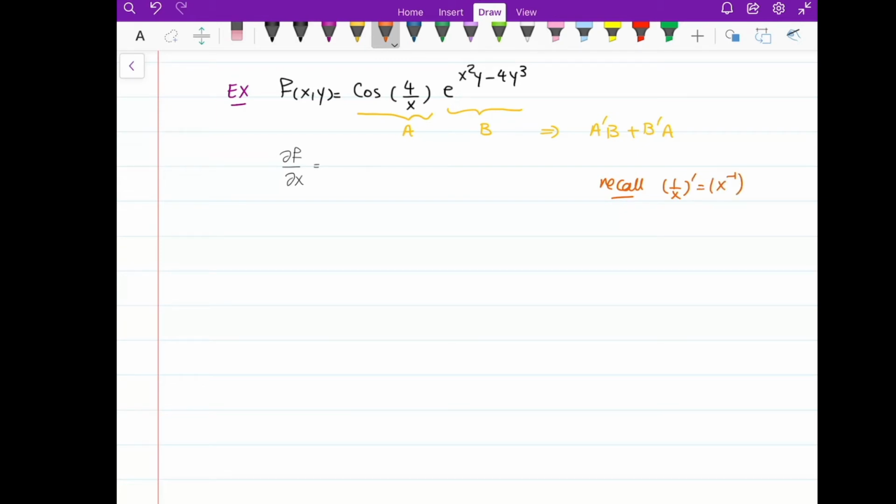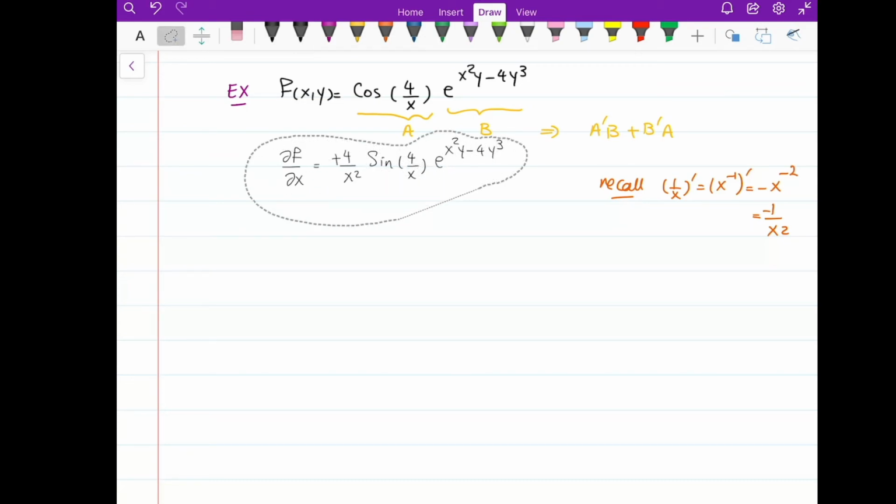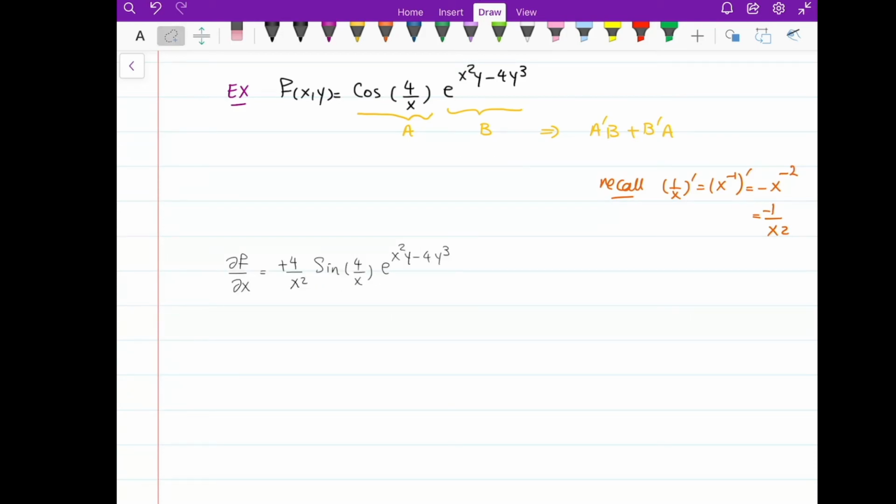is x to the power of negative 1, the derivative is negative x to the power of negative 2, which is negative 1 over x squared. So the derivative of cosine of 4 over x would be negative 4 over x squared, and the derivative of cosine is negative sine of 4 over x. So this is the derivative of the first one. I'm going to multiply it by the second one, or the second term, e to the x squared y minus 4y cubed. Let me bring this one a little down here. And I'm going to have a plus sign. Now, the derivative of this one with respect to x times that one.